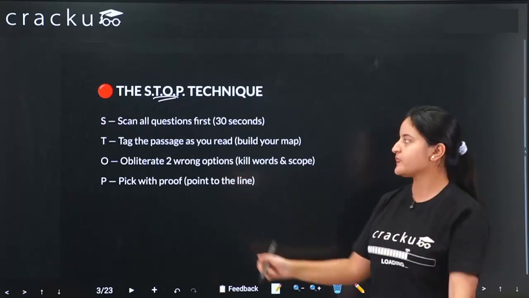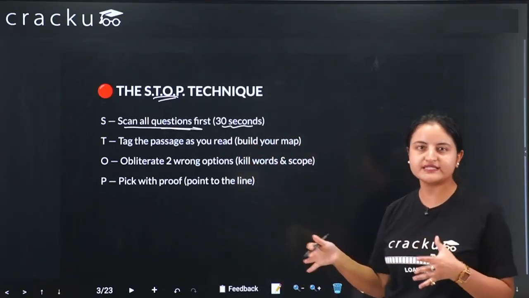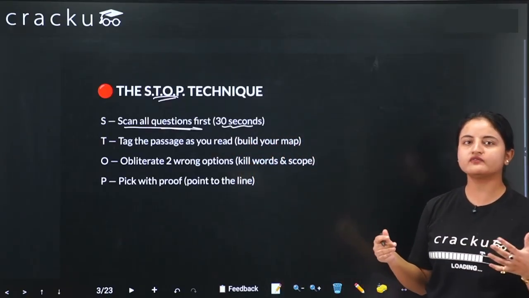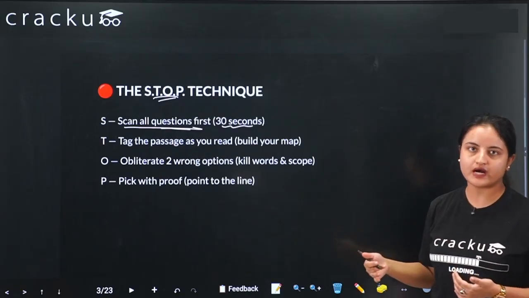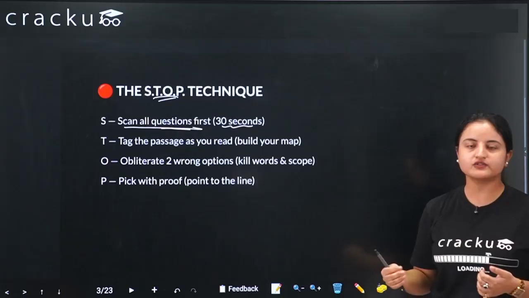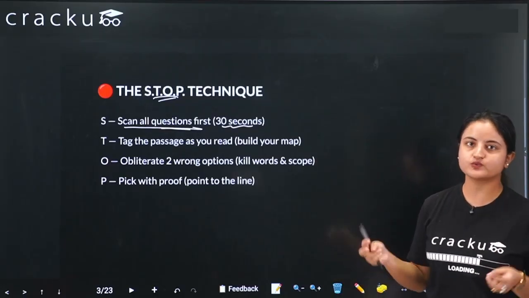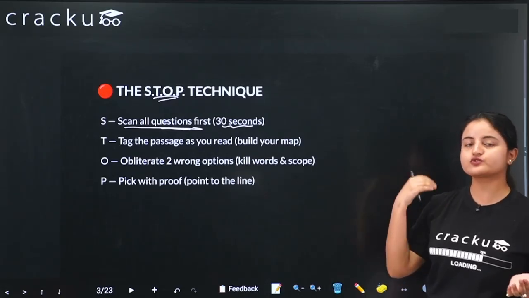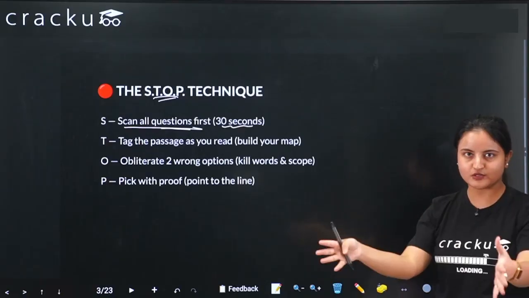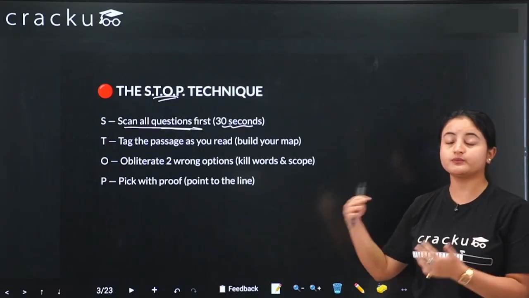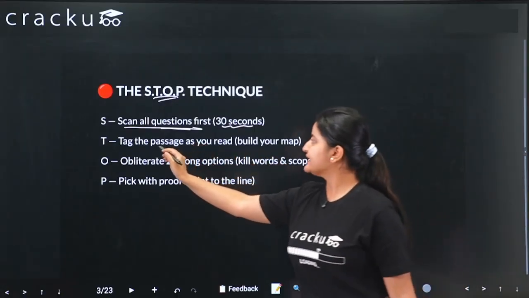So what is it? S is simply, you can just scan all the questions. It takes hardly 30 seconds, because if we talk about IPMAT Indore, you have 6 questions per RC in general. You can quickly scan through, okay, this is what it is about. Sometimes you will find that a lot of questions would be vocabulary based. A lot of questions could be inference based or main idea based. So basically, you know the monster you are dealing with before delving into the passage. So just quickly scan.